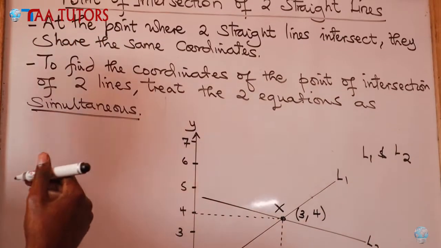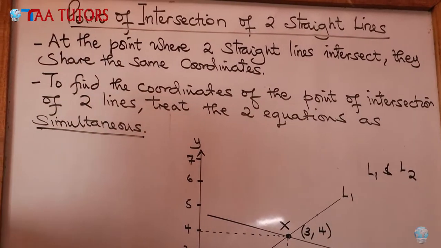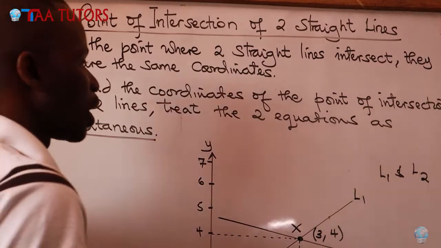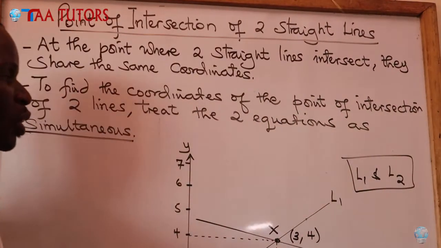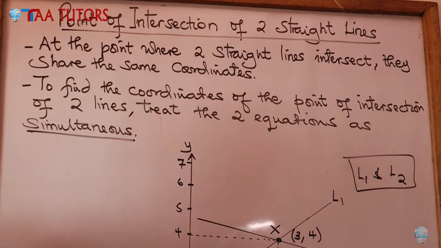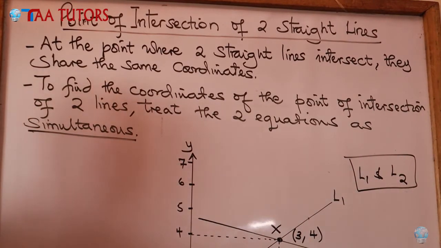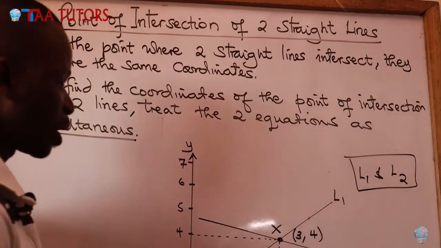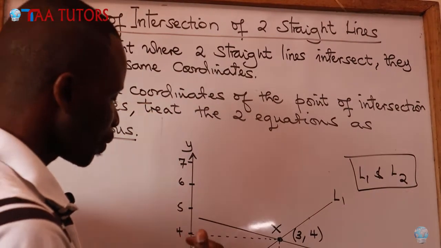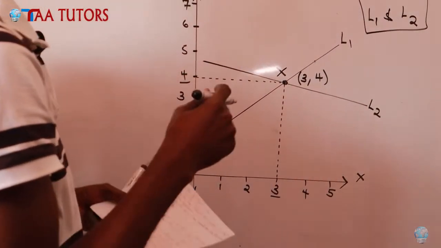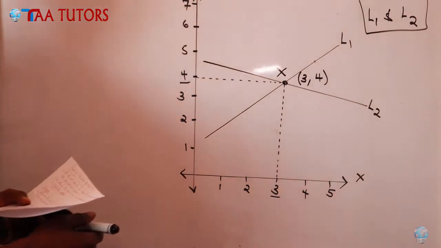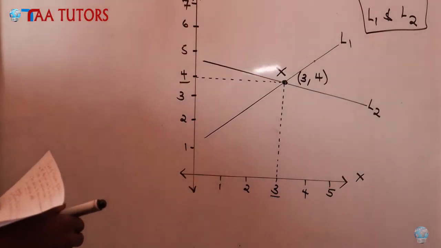And if you consider them as simultaneous equations at the point where they intersect, then we can use other methods like the elimination method, the substitution method, or even the matrix method, to find the points at which they intersect. Once you get the points at which they intersect, you have to write them as coordinates, because this is the x coordinate, this is the y coordinate. So you have to put them together as coordinates for you to be able to score marks.